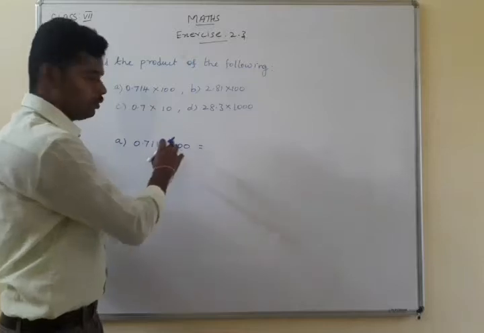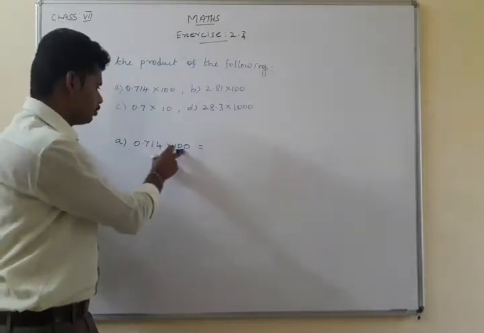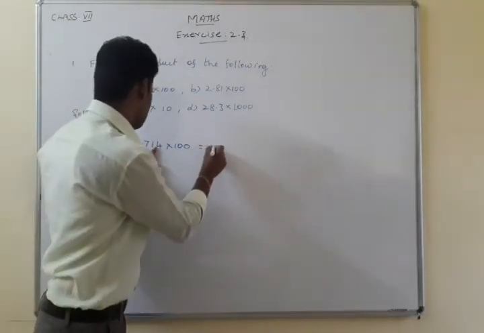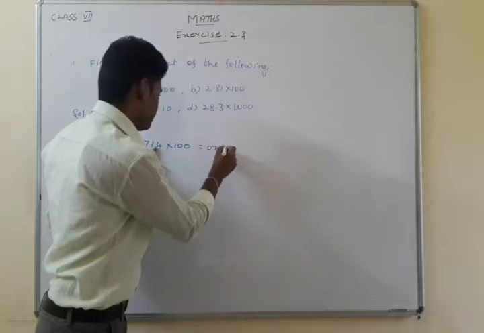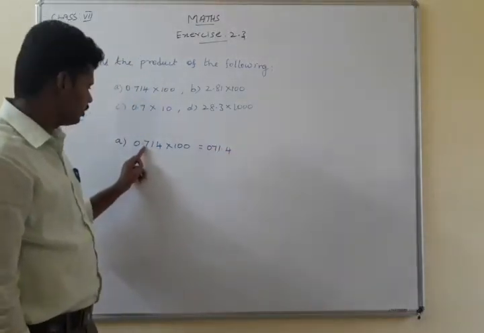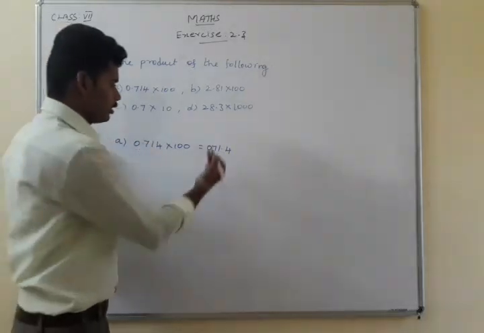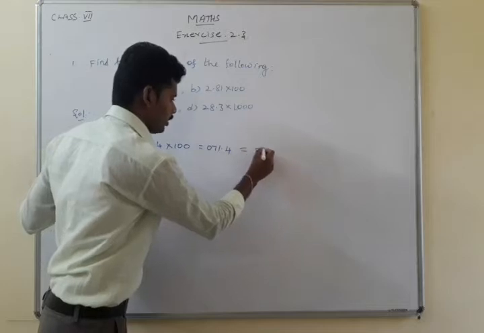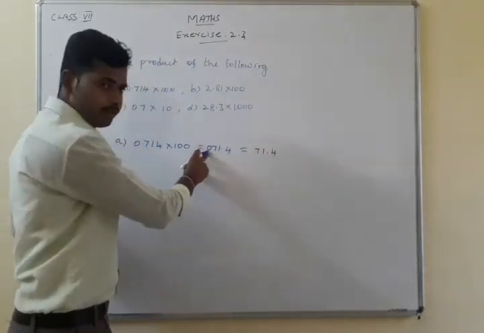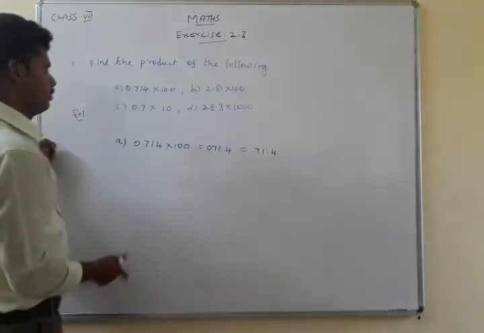This one, shift the decimal point 2 places to the right, because there are 2 zeros. So 1, 2. What is coming here? 0.71.4. The decimal point moves 2 places to the right. This is the answer: 71.4. The 0 in front of the decimal has no value, so 71.4.